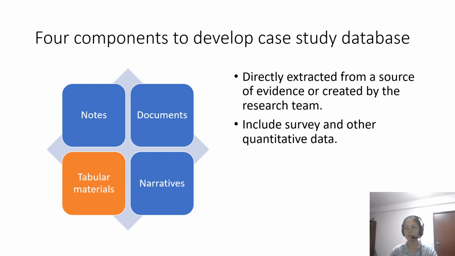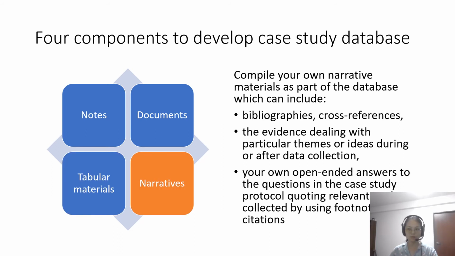The third component is tabular materials. They are either directly extracted from a source of evidence in your research design, your case study, or they were created by the research team along the process. Okay, so you can include actual surveys and other quantitative data from the fieldwork, for instance.